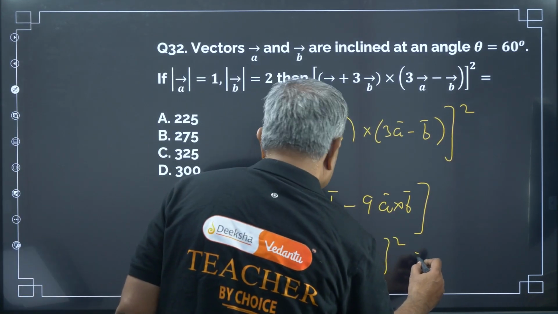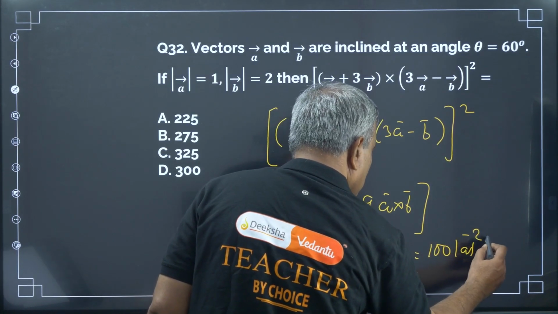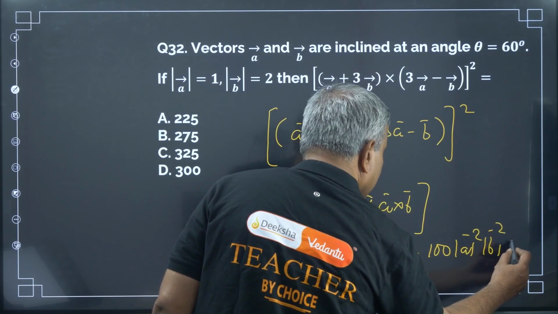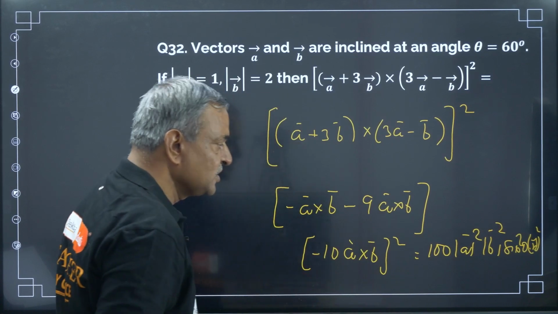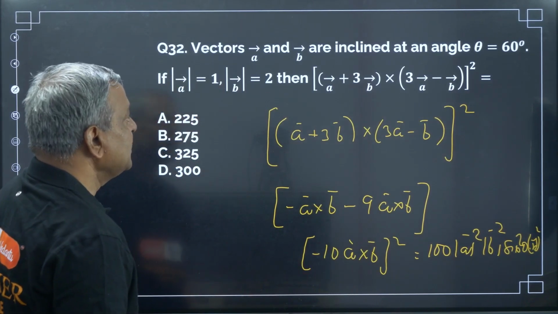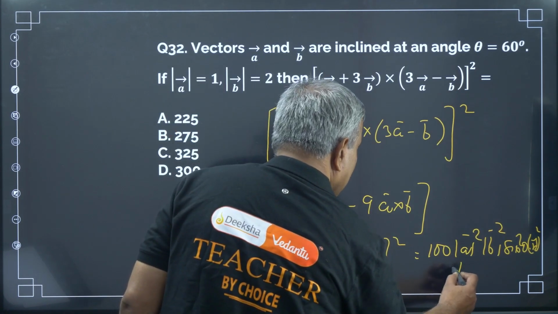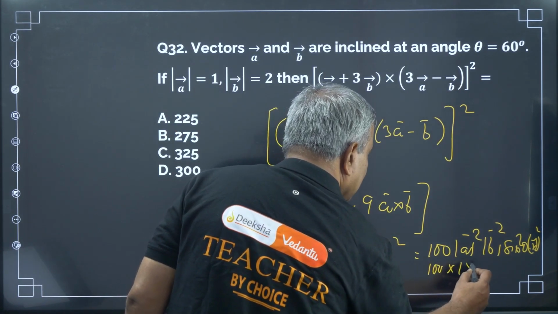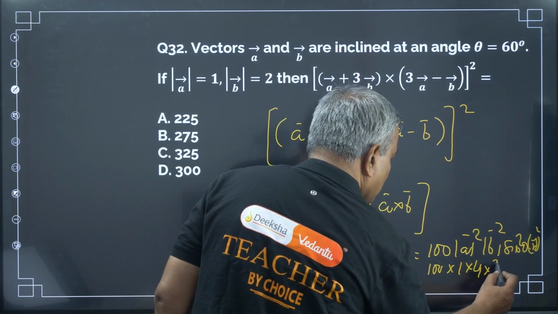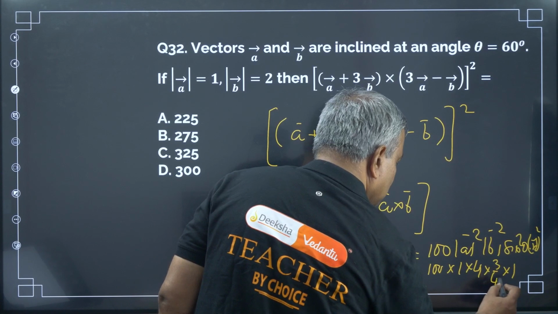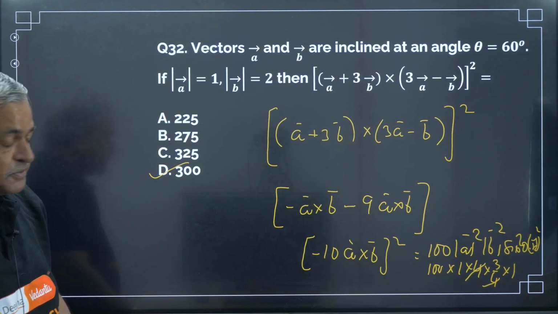What is this? This will give you 100 mod A vector whole square, mod B vector whole square, into sine square theta, n unit vector whole square. N unit vector whole square is 1. Angle theta is given as 60 degrees. So mod A is given as 100 into 1 into mod B vector, which will give you 4. Sine 60 degrees is root 3 by 2, so square is 3 by 4. Into 1, 4 and 4 will cancel. Answer 300 is correct. Option D is correct.